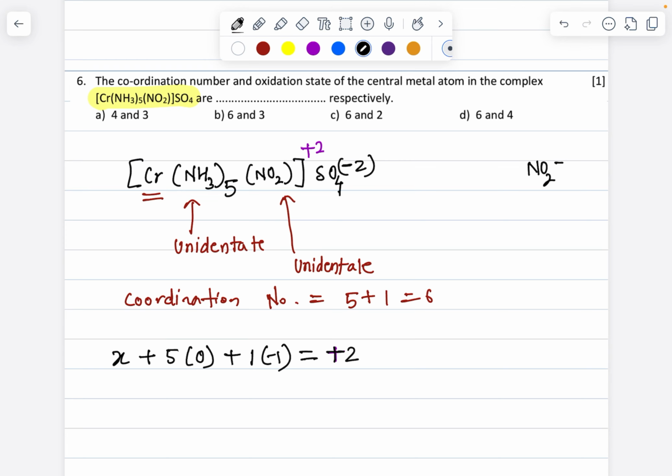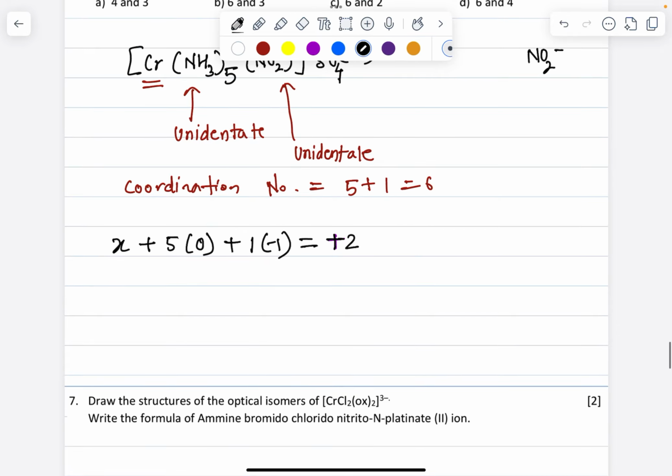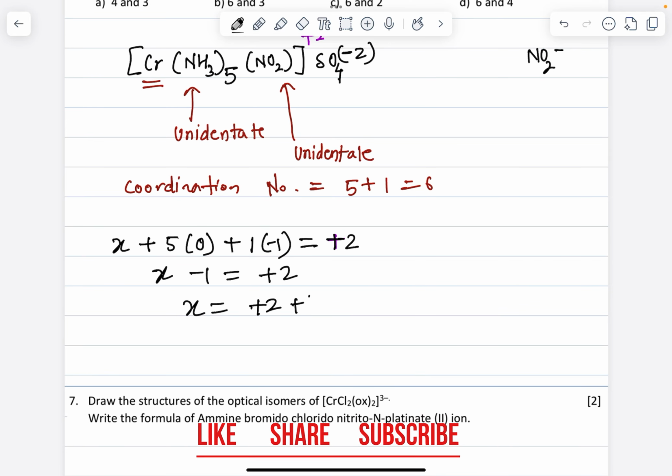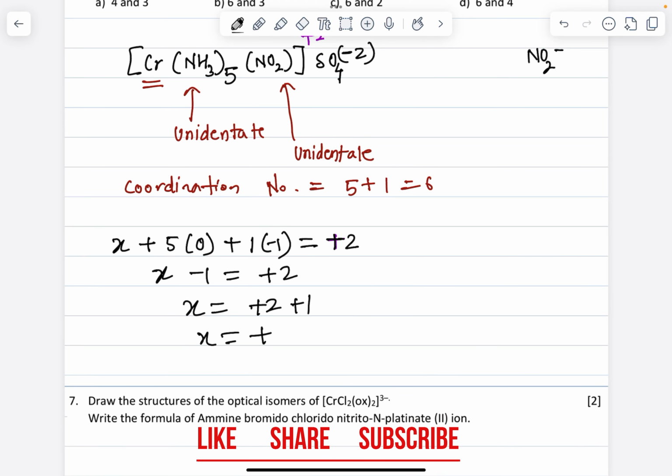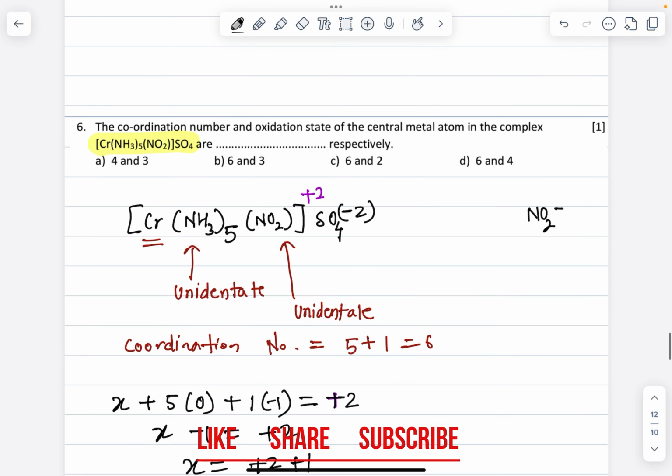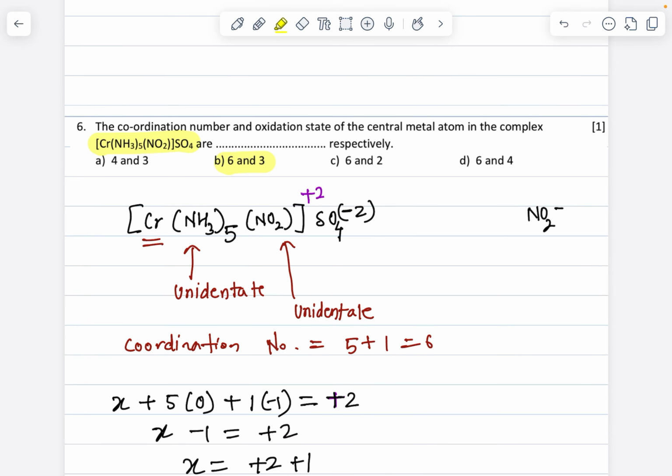If you are considering the sulfate also, then you will write minus 2 equal to 0, right? So over here, X minus 1 is equal to plus 2, X is equal to plus 2 plus 1, X is equal to plus 3. Means 6 comma 3, 6 and 3. This is what your answer is.